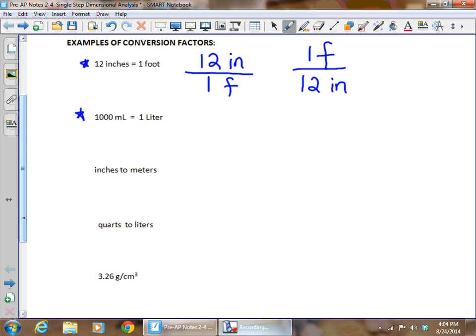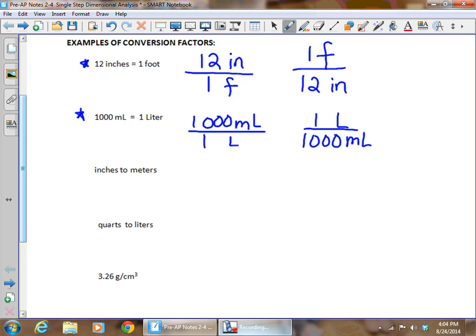So hopefully you did that, and hopefully you came up with the fact that we could write this equivalent statement one of two ways. We could write it as 1,000 milliliters over 1 liter, or we can flip it, 1 liter over 1,000 milliliters. And make sure when you do your worksheet on conversion factors that this is exactly what you do, that you show both conversion factors, and each side of the conversion factor must have a number and a unit. If you don't have those, it's going to cost you points on that worksheet.